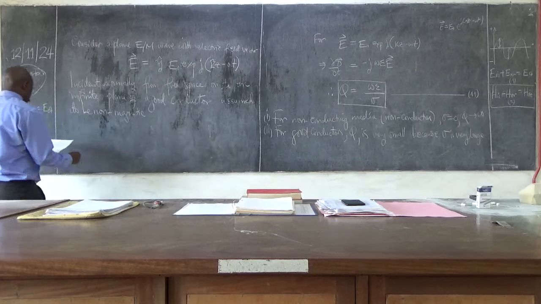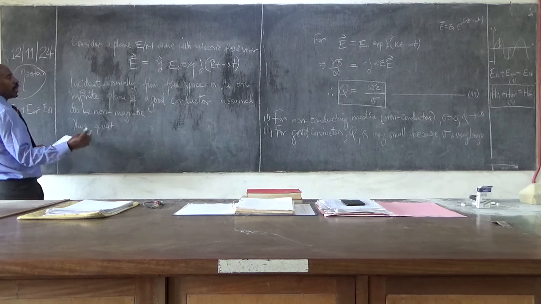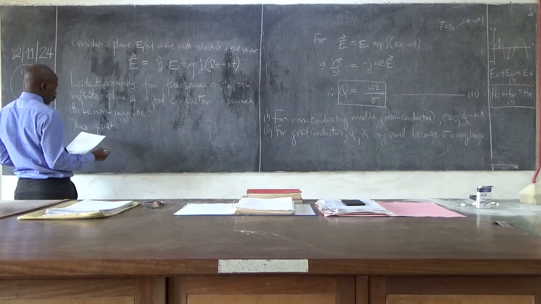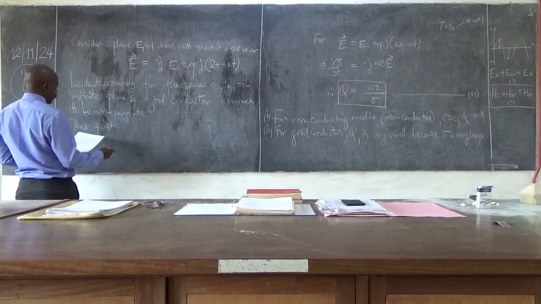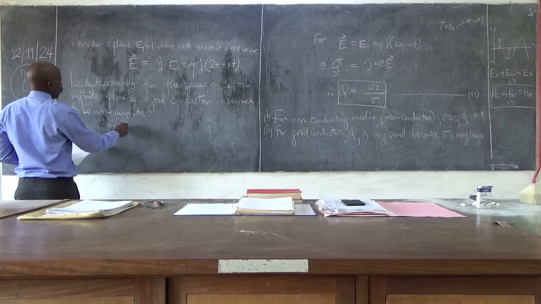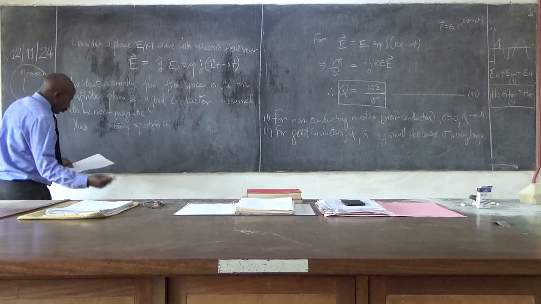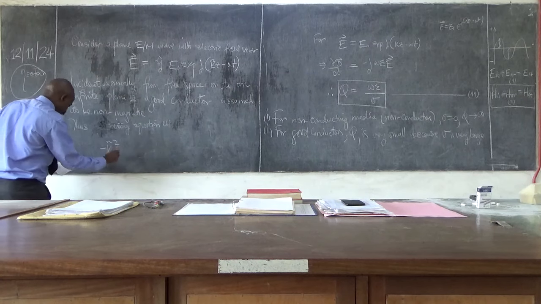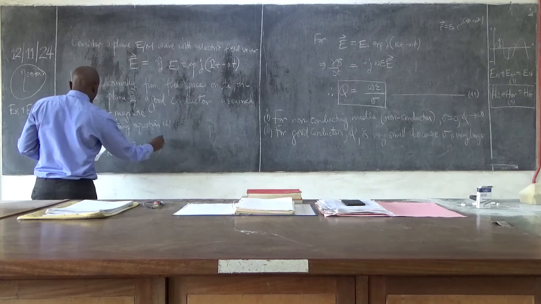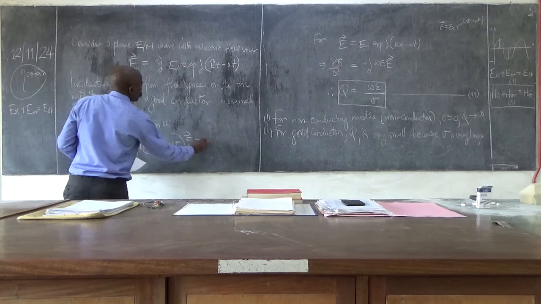Thus, using equation 6, the equation of the wave within the conductor, we would get that minus k wave squared plus omega squared mu epsilon plus j omega mu sigma would equal to 0.